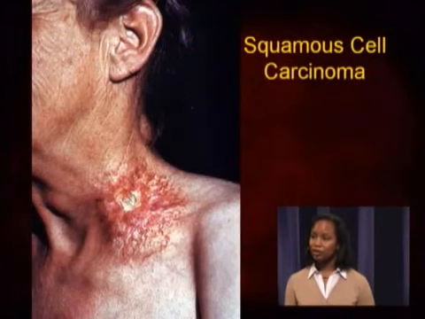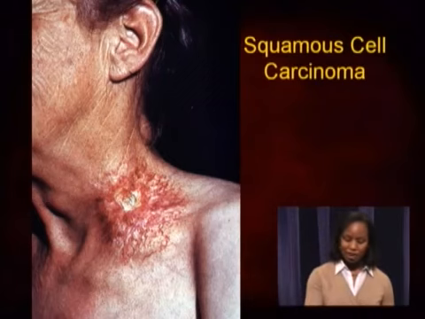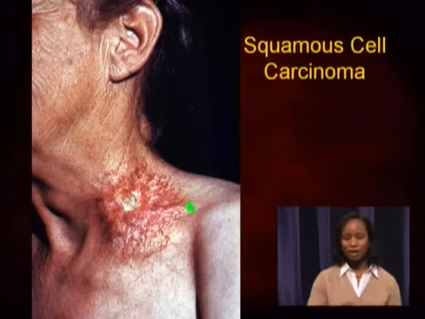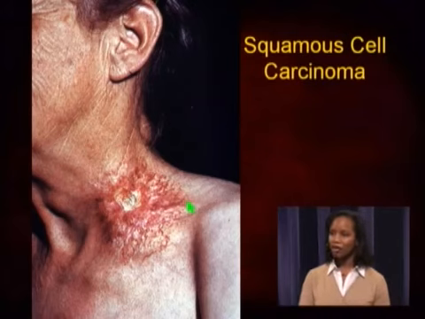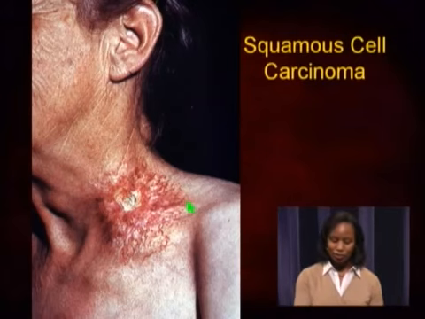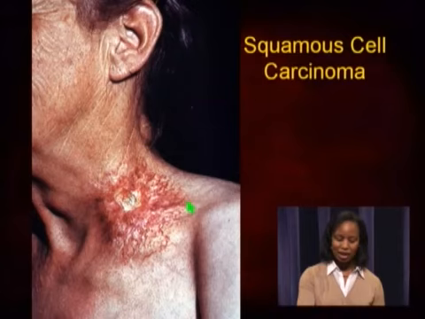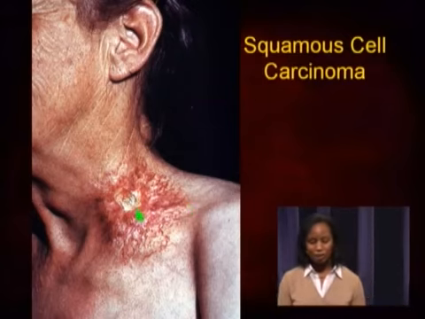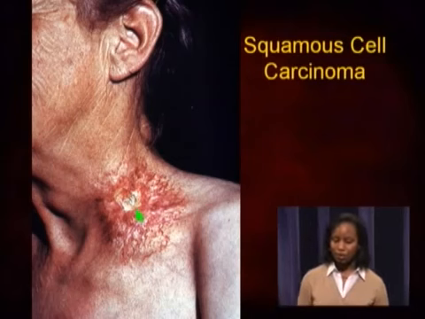This is an example of a squamous cell in the setting of chronic skin damage related to radiation. So what you can see around here is that the skin in this whole periphery is not normal. This is a patient who had undergone radiation for an underlying malignancy and then ultimately developed an ulceration here and developed a squamous cell carcinoma within that ulceration.